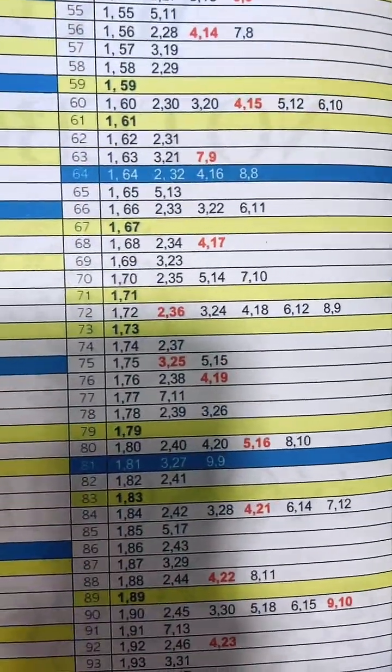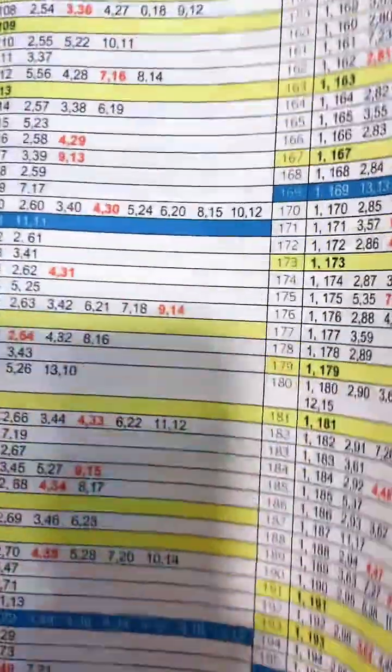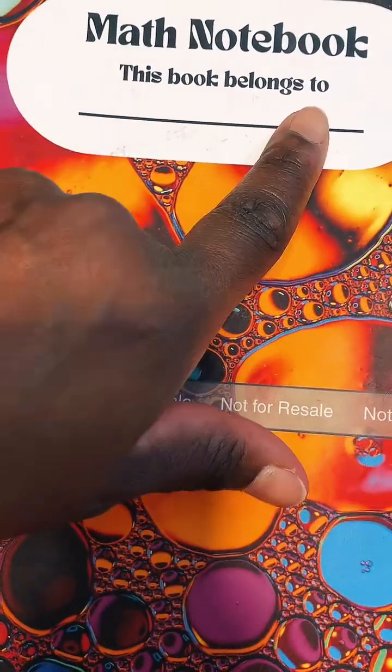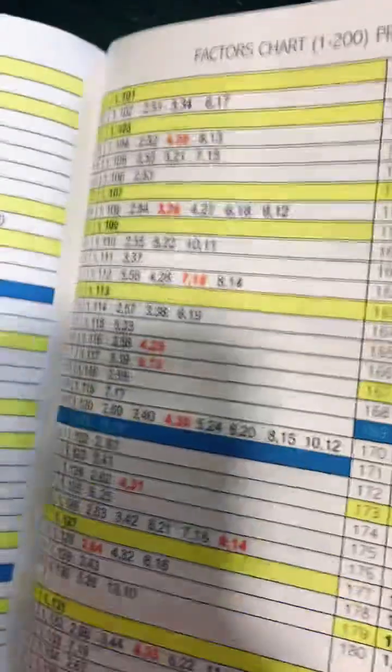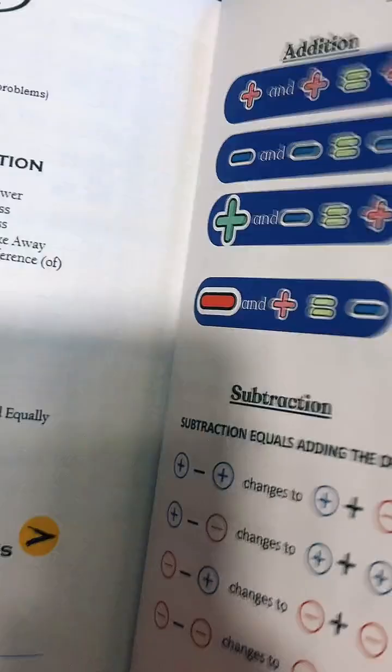So I need help on all this in your book. Yes. Okay. What's the book's name, please? So this one is just a notebook. It's not a workbook, but I have a lot of resources that can be helpful.